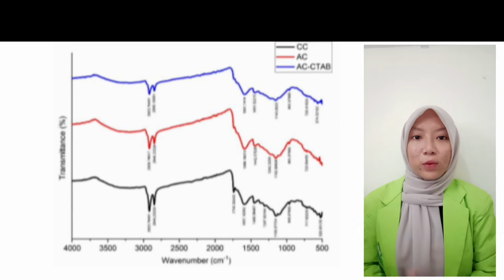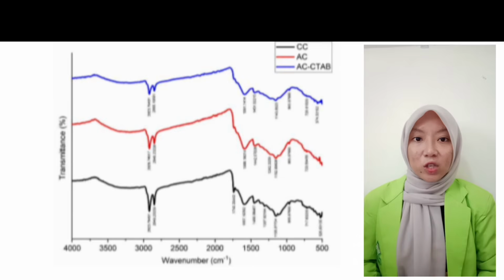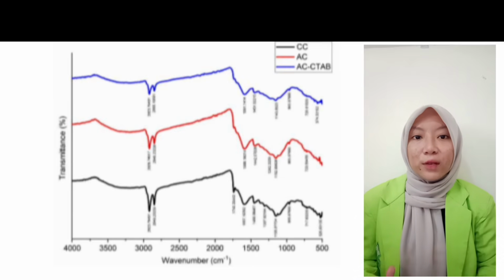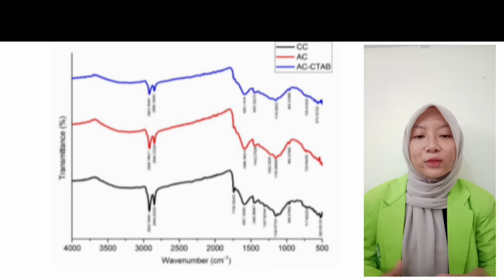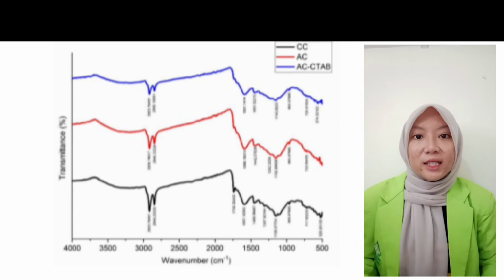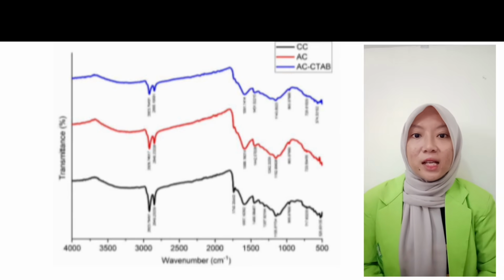More pronounced changes were observed after CTAB modification. New absorption bands appeared at approximately 2923 and 2855 wave numbers, corresponding to the asymmetric and symmetric stretching vibration of the methylene group from the long alkyl chain of CTAB. Furthermore, a characteristic absorption band at 574 wave numbers, attributed to the C-Br bond, was detected only in the CTAB modified sample, indicating the presence of residual CTAB species on the activated carbon surface after the modification process.